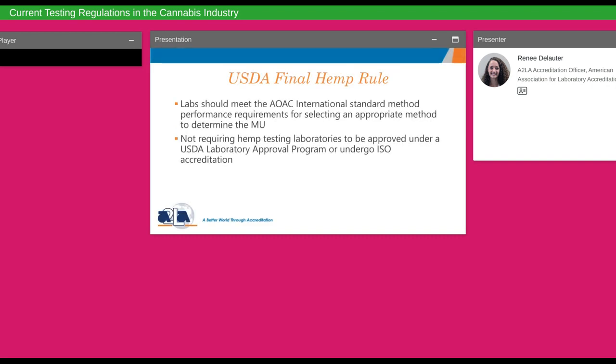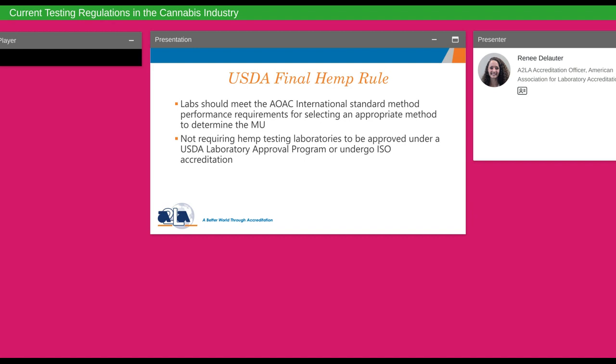Laboratories should meet the AOAC International Standard Method performance requirements for selecting an appropriate method to determine MU. They encourage states to monitor, review, and evaluate MU, determine trends and outliers, which may indicate quote-unquote lab shopping for higher MUs. Why is MU important? A sample could be borderline pass-fail, and MU could help determine if a sample needs to be retested or not.